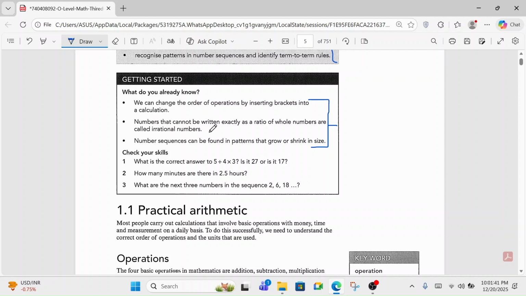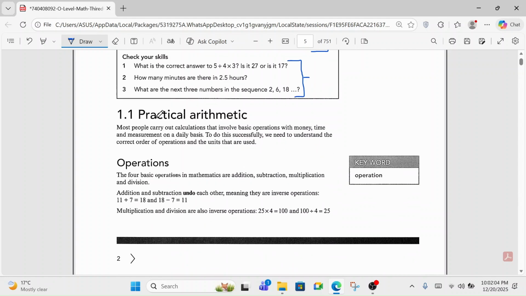Numbers that cannot be written exactly as a ratio of whole numbers are called irrational numbers. Number sequences can be found in patterns that grow or shrink in size. Okay. Now check your skills. You can pause the video and just check these out for yourselves. I recommend not using a calculator for these at all. Okay. So let's get into chapter 1.1.